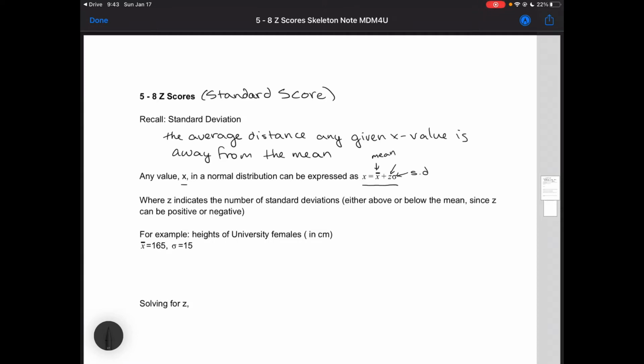So for example, if you're investigating the heights of university females in centimeters, you know that your mean is 165 centimeters and your sigma is 15. If you have someone that is 150 centimeters tall, that is someone that is 1 standard deviation below the mean. If you have someone that is 195 centimeters tall, that is someone that is 2 standard deviations above the mean.